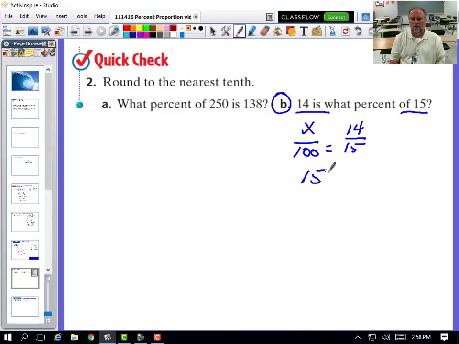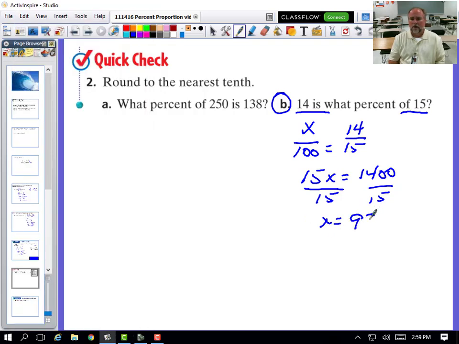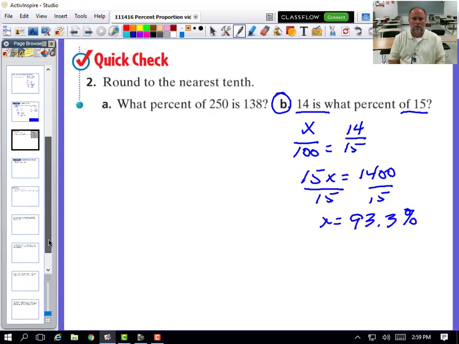We cross multiply to get 15x is equal to 1400. Divide by 15, divide by 15. X is equal to, again, we go to our calculator, 1400 divided by 15 gives you 93.3. Now again, we're rounding to the nearest tenth, so that's going to end up being 93.3 or 93 1/3 percent. And we do need to attach the percent on there because we're looking for a percentage. So that is the second form of the percent problem, where the percent is missing.